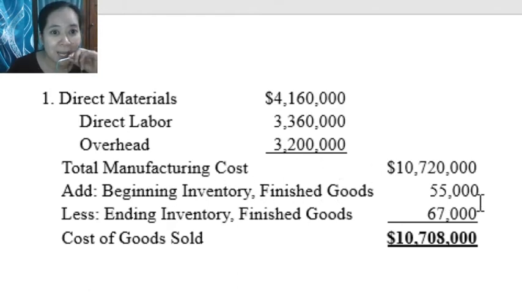Following our format in determining our cost of goods sold, we will add the beginning inventory. Normally in our complete format, after you have added the beginning inventory of finished goods to your total manufacturing cost, this is our goods available for sale. After that, we deduct the ending inventory, which is left after all the other inventories have been sold during the year. Therefore, what we have sold for the year, or the cost of goods sold, amounts to 10,708,000.